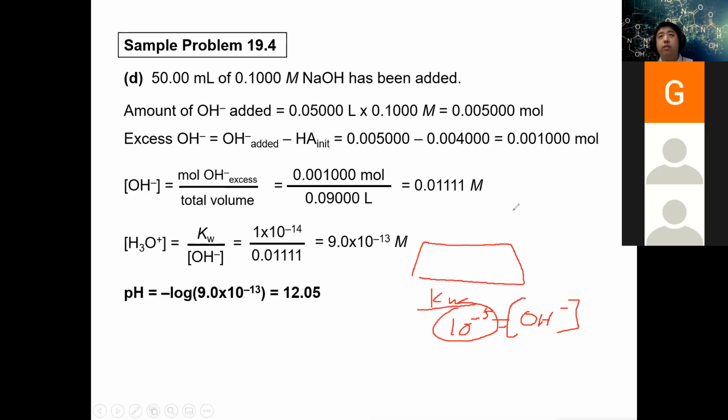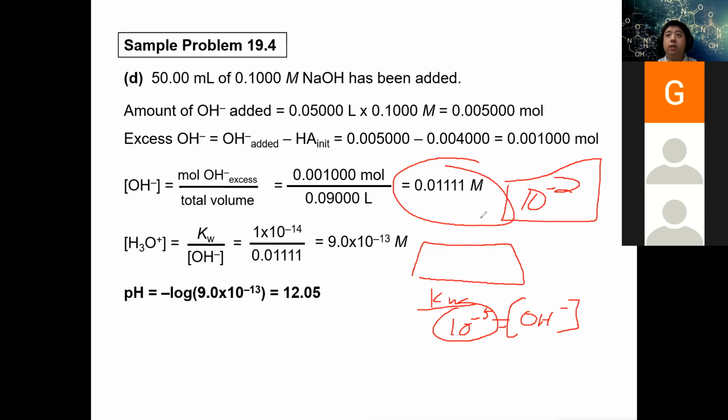I want you to compare it to this number. If I had to write this in scientific notation, what would this be? 10 to the negative what? Ten to the negative 2, right? Compare 10 to the negative 2 to 10 to the negative 5. How much larger is this compared to that?